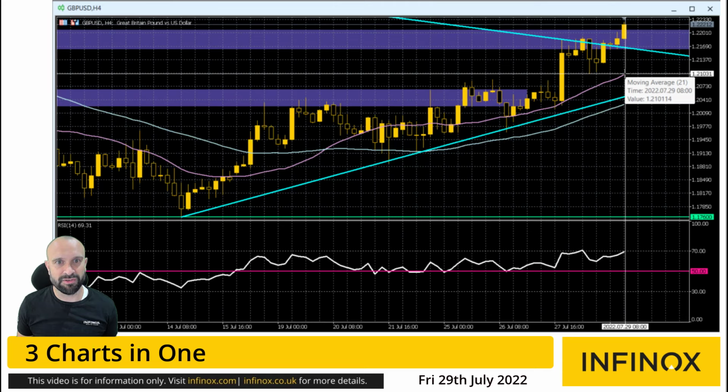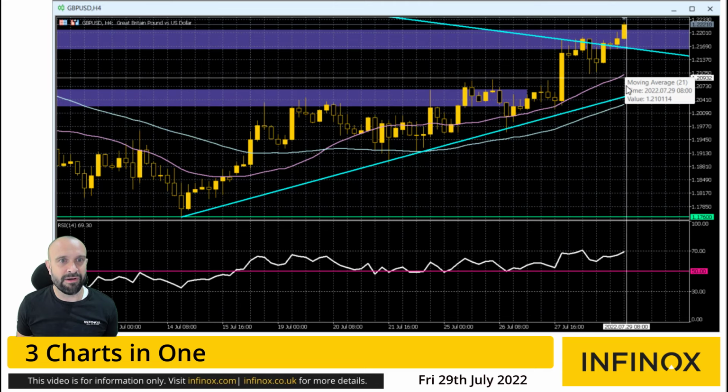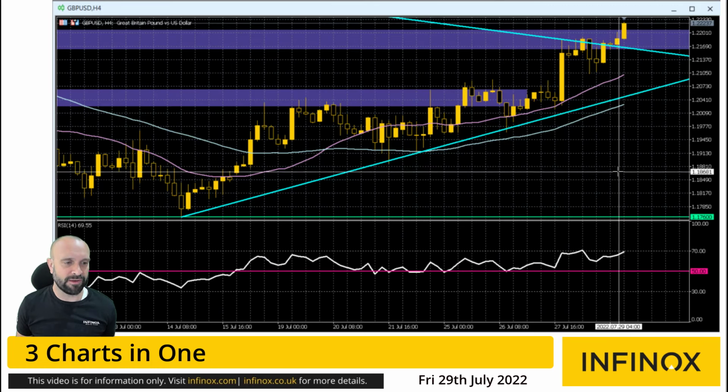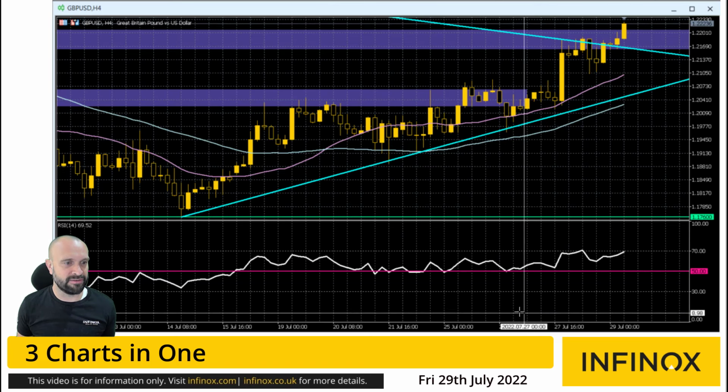Initial support comes in at the 21 big figure area around that breakout level. Again, 2055 to 21 big figure. Nice basis of support now for cable. So it's looking to develop into strength now.